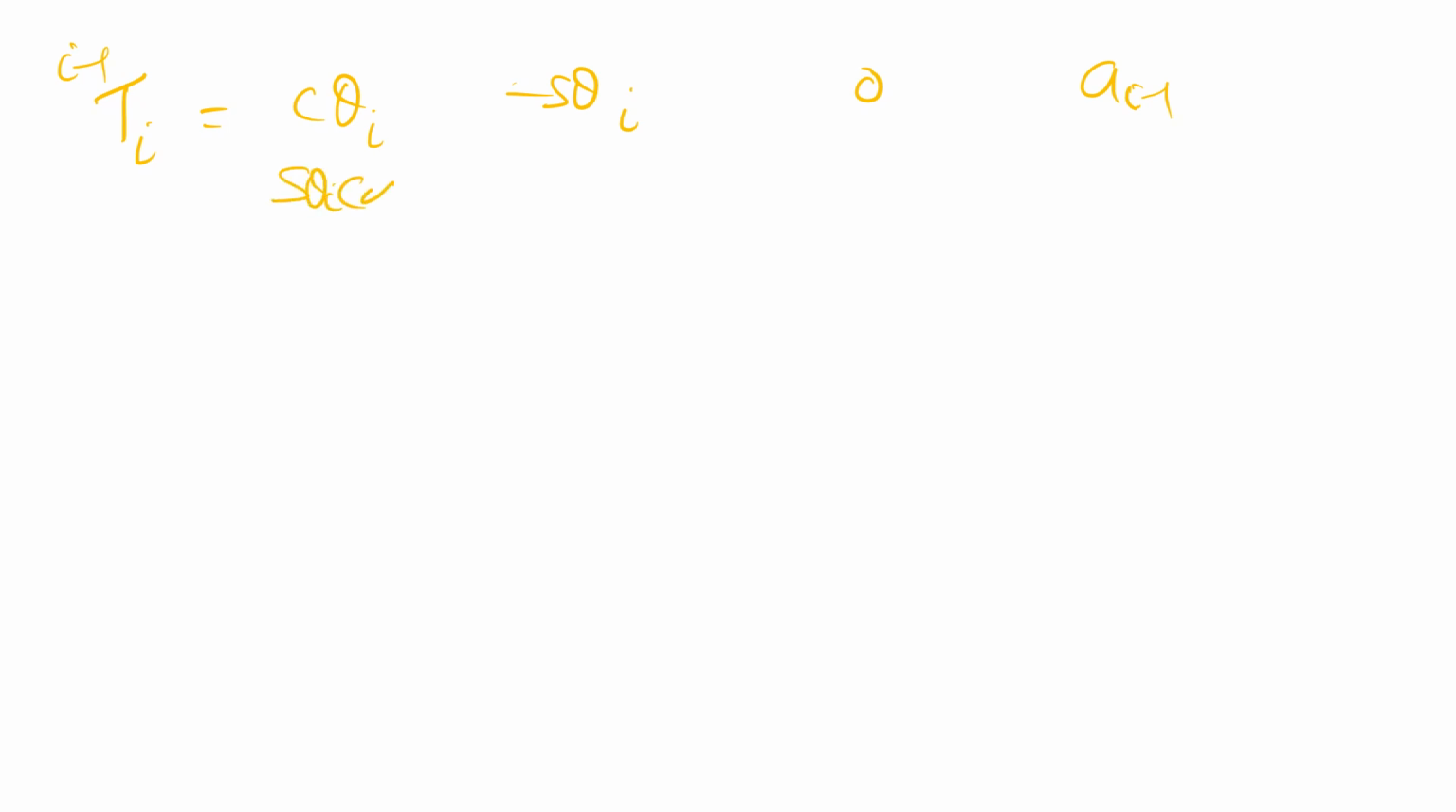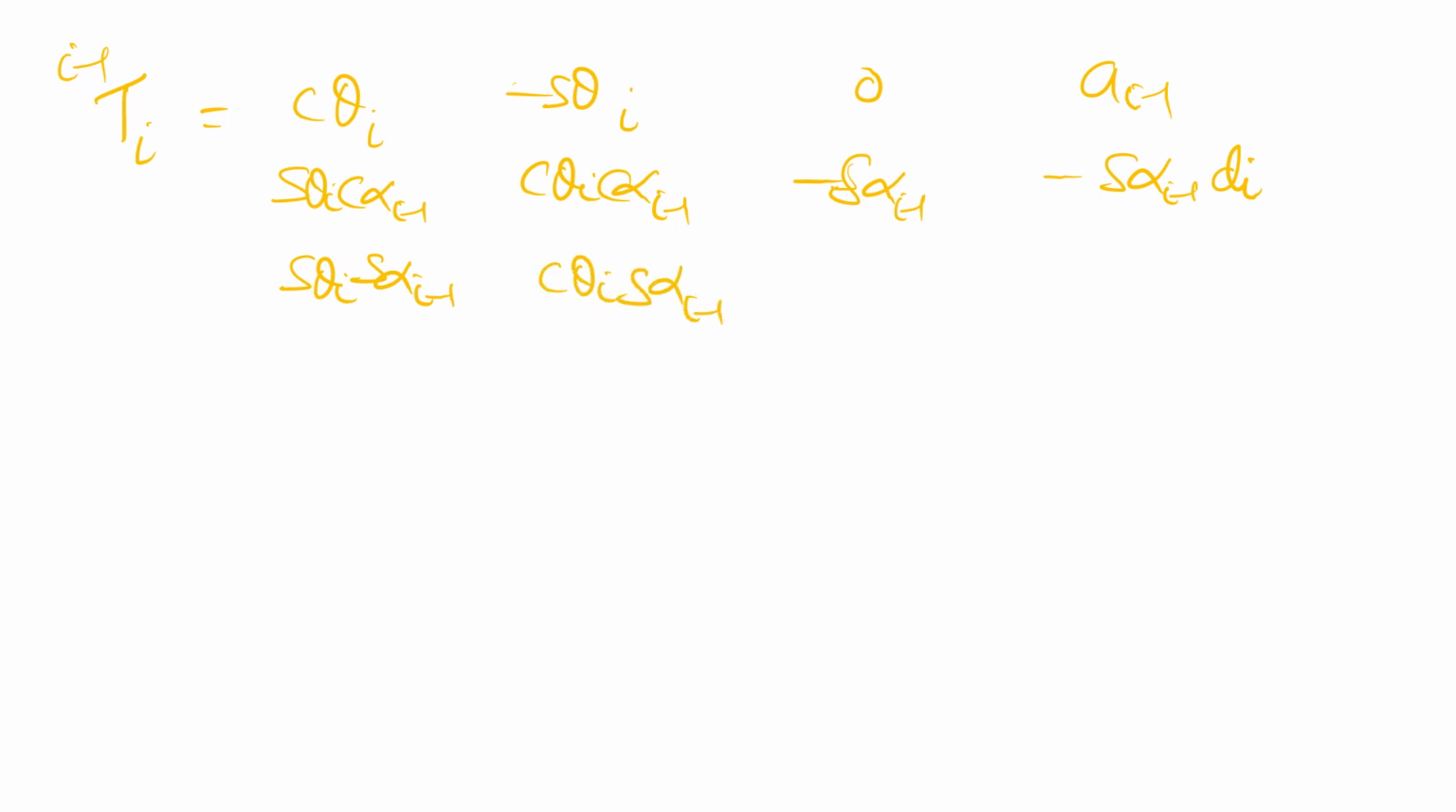Next row: S theta i, C alpha i minus 1 C theta i, minus S alpha i minus 1, and then minus S alpha i minus 1 d i. Next row: S theta i sine alpha i minus 1, cos theta i sine alpha i minus 1, cos alpha i minus 1, cos alpha i minus 1 d i. Last row: 0, 0, 0, 1. So this is the matrix.